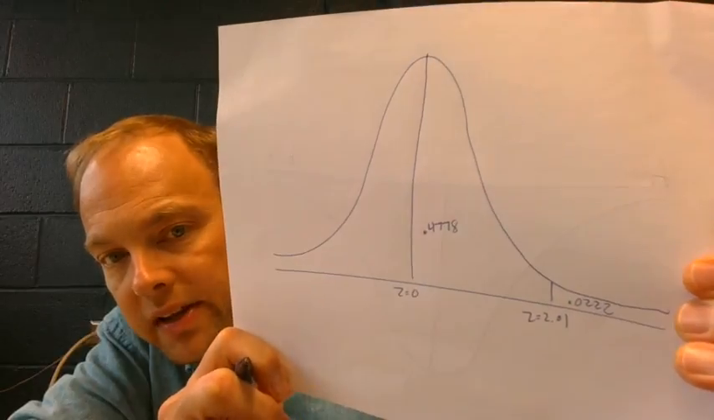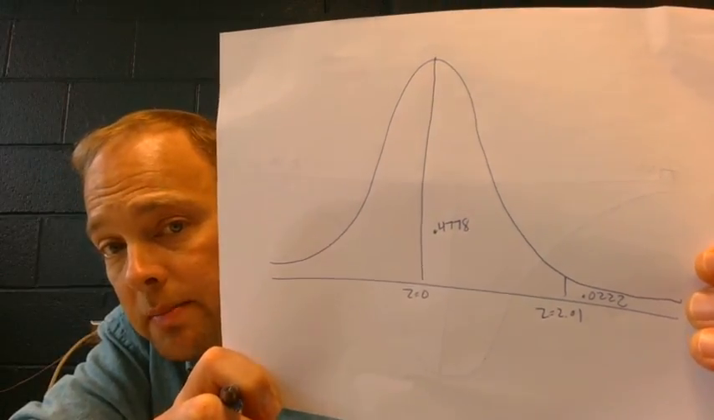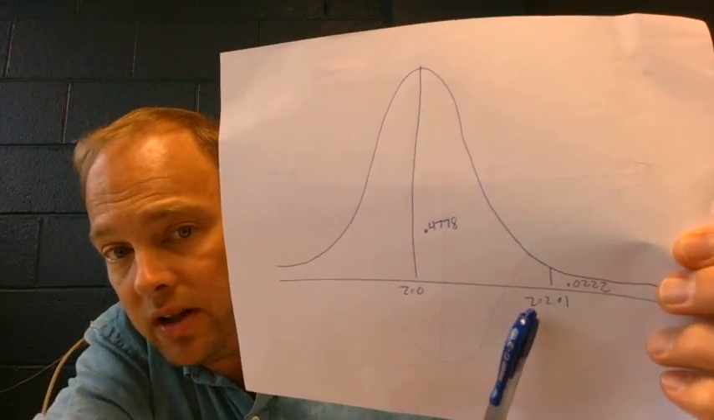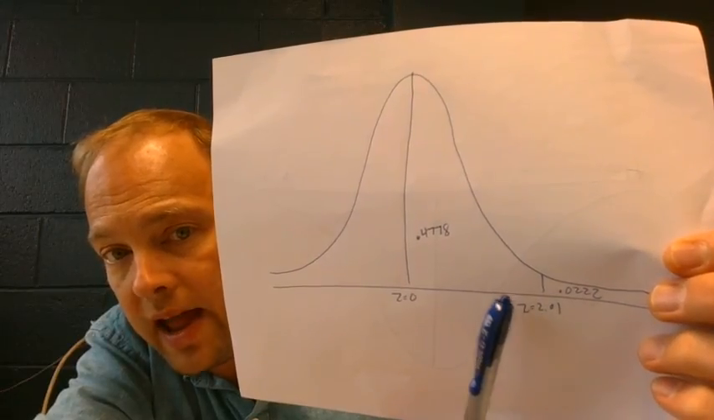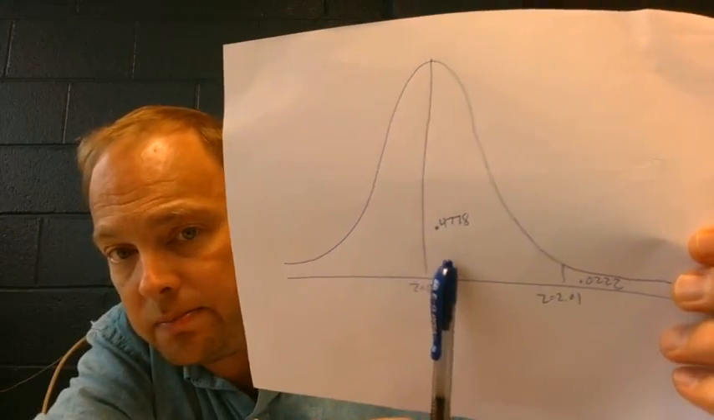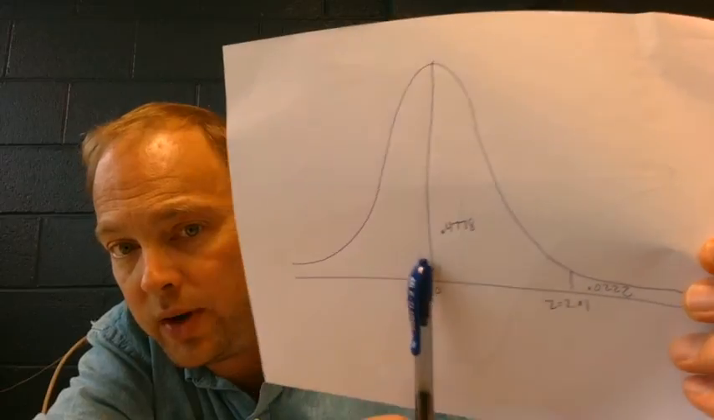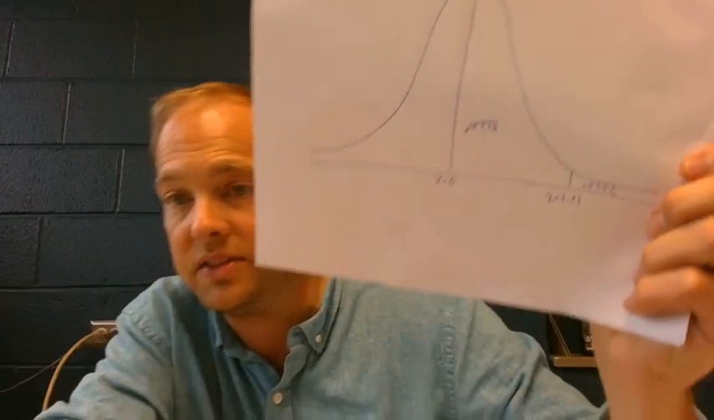The normal probability distribution, a z of 0 in the middle, and according to the table, a z of 2.01 has 0.4778 in this portion, the area between mean and z, and 0.0222 beyond z. More on this in a little bit.